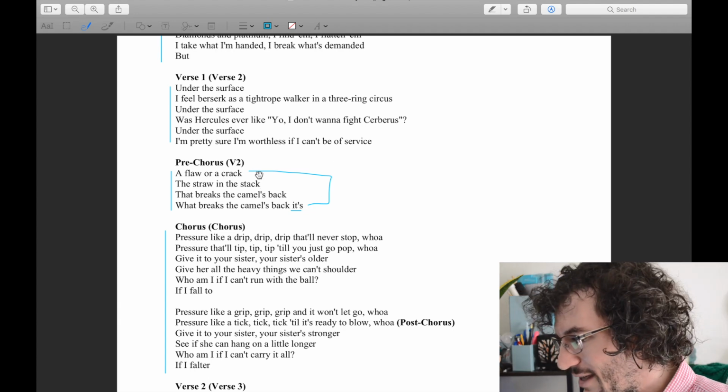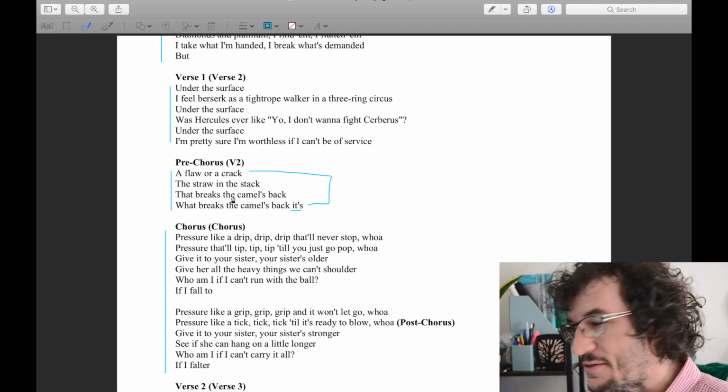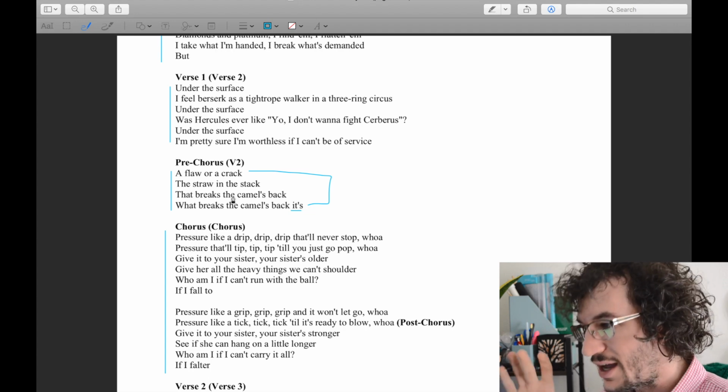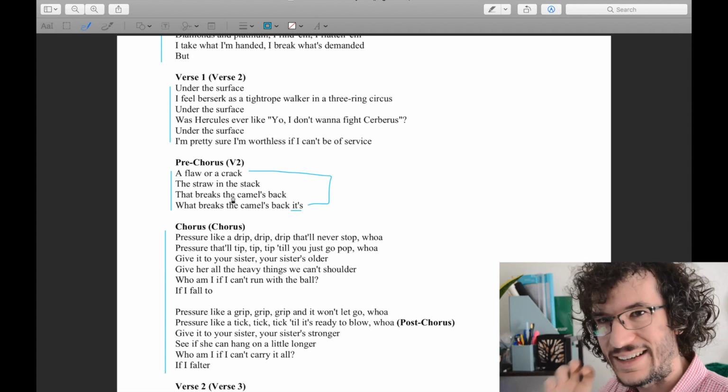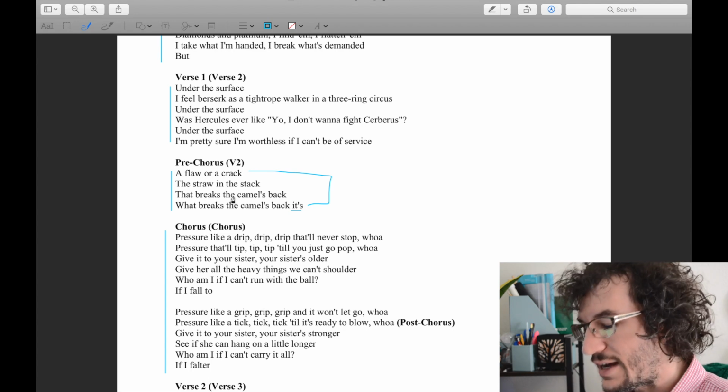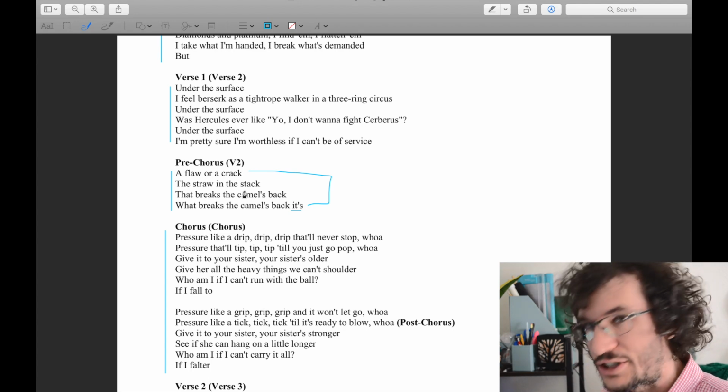So that's why I think that this really is a different part of the song. It's not just a continuation of the verse kind of tacked on the end. I think this stands alone as its own section of the song.